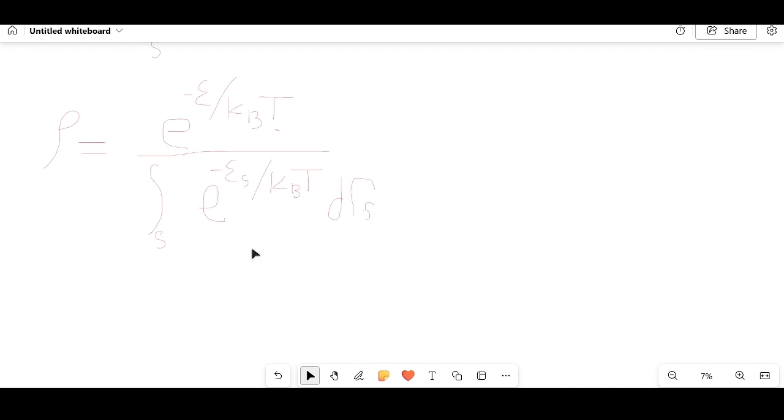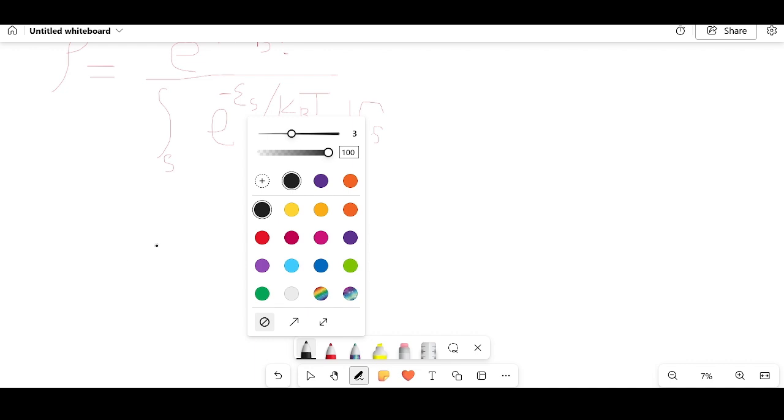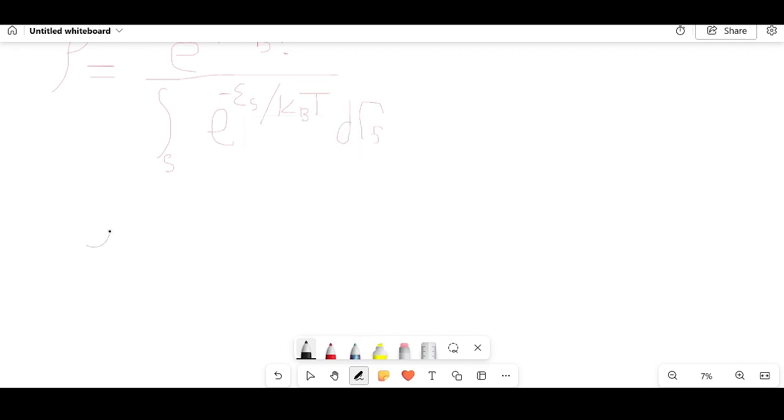For a discrete spectrum of energies, this is written as rho equal to e to the power minus epsilon divided by Kb T divided by summation over i of e to the power minus epsilon i divided by Kb T.